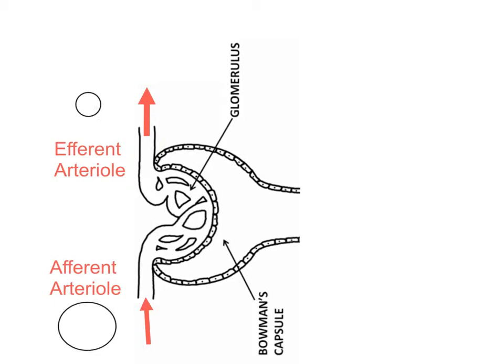It's important to be able to recall the differences between these two arterioles. So the afferent arteriole has a greater diameter than the efferent arteriole. In other words, per unit time, more blood can arrive than can get away. The consequence of that is a raised hydrostatic pressure. That's pressure due to fluid, so a raised hydrostatic pressure.